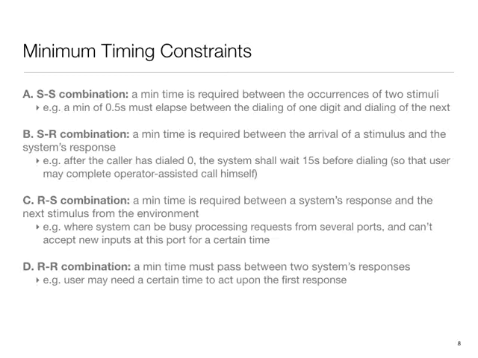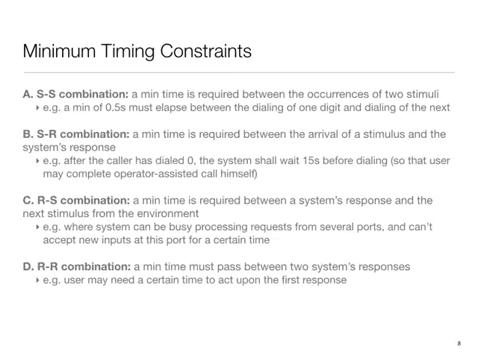So for example, the SS combination, a minimum time between two inputs from the outside. While it's a constraint on the environment, it really is because of the speed limitations of the system, because after taking one input, maybe the hardware is not fast enough to handle the next input. So this is really saying that if the next input arrives too quickly, then the system may fail.